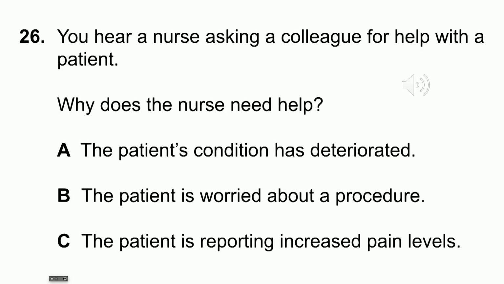Okay, here we go. 26. Question 26. You hear a nurse asking a colleague for help with a patient. Now read the question.